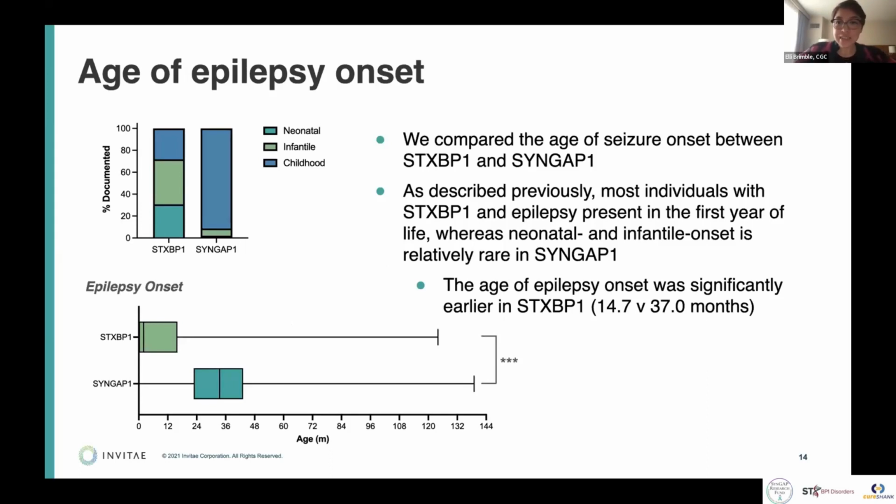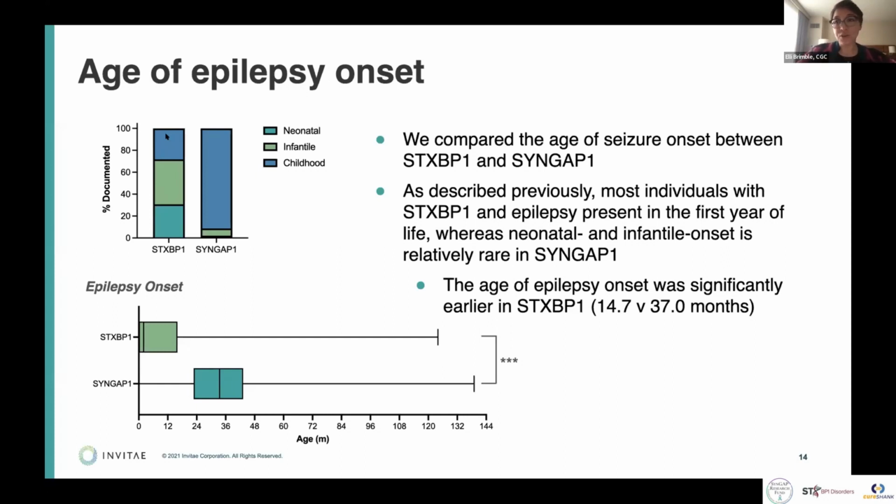We can also dig into specific phenotypes. So we know for both SYNGAP1 and STXBP1 that epilepsy and seizures are an important clinical endpoint to characterize. And so looking at the age of epilepsy onset, we do see a difference in age of onset. So looking at the graph here at the top, we broke out age of epilepsy or seizure onset into neonatal, so presenting within the first month of life, infantile onset, presenting in the first year of life, and then childhood onset, which would be after the first year of life.